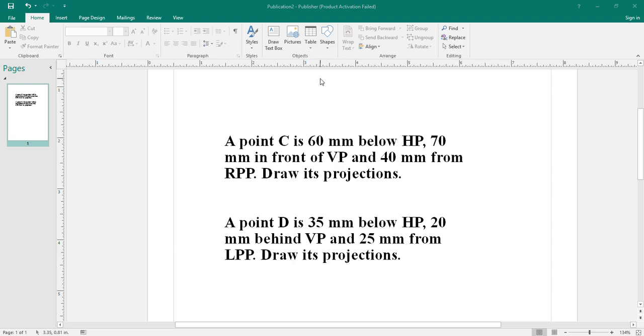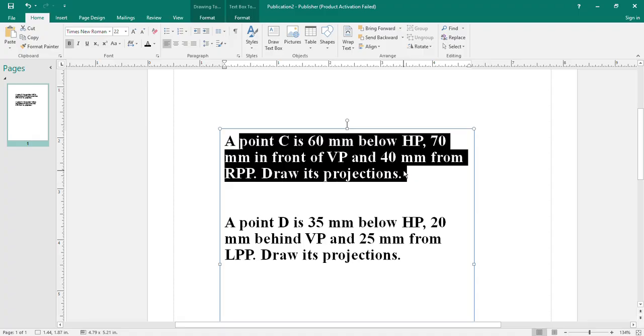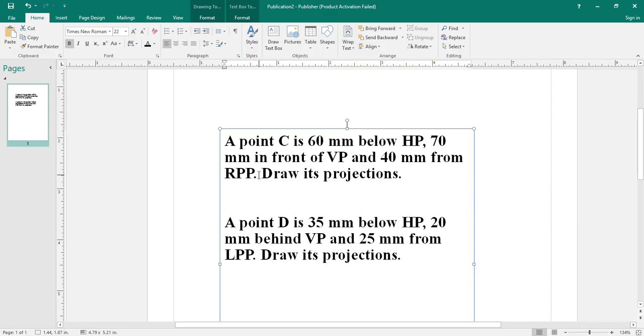Welcome everyone. In this lecture we are going to draw the projection for these two points. Out of these two, in the first question we have to draw the left side view because the projection is 40 mm from RPP. Projection is on the right projection plane.